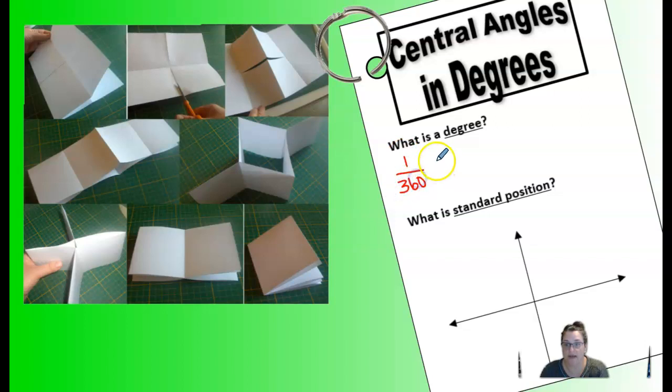and that means that the definition of a degree is that 1 degree is 1/360th of a circle.